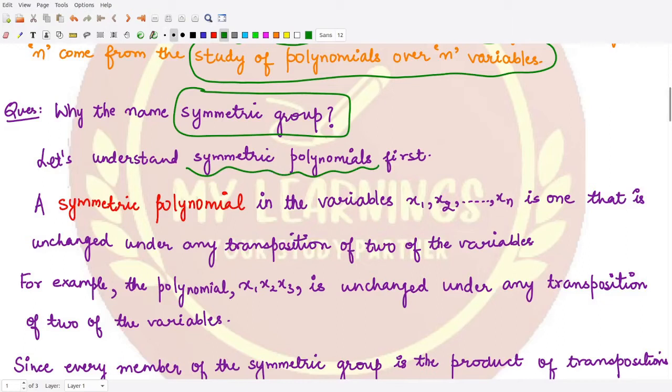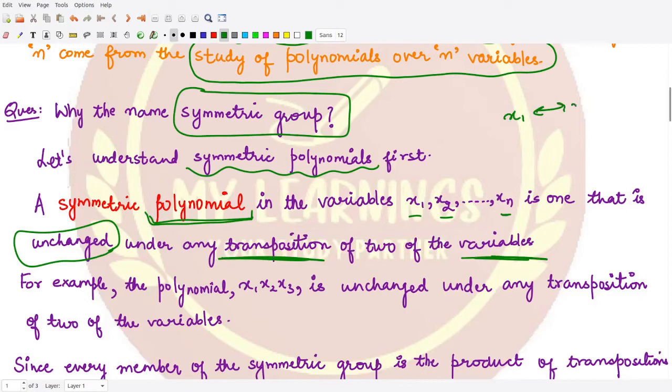So what is a symmetric polynomial? A symmetric polynomial is basically a polynomial in n variables, which we call x1, x2 up to xn. This polynomial is the one that remains unchanged whenever we apply a transposition of two variables. That means whenever we switch two variables, so in place of x1 we write x2, or in place of x2 we write x1, there is no change in the given polynomial, right? So that polynomial is known as a symmetric polynomial.